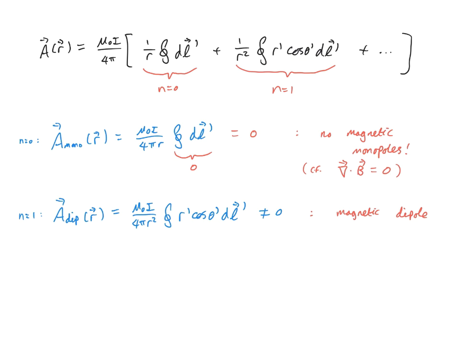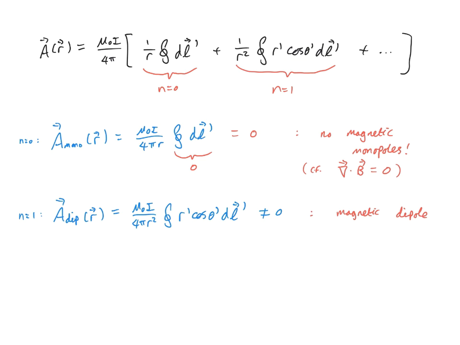So we have, or what would have been, the monopole term. Overall, the magnetic vector potential goes as 1 over r squared, and the quadrupole goes as 1 over r cubed, and so on and so forth. So they're actually smaller and smaller contributions. Okay, but let's have a look at this magnetic dipole such as it is.